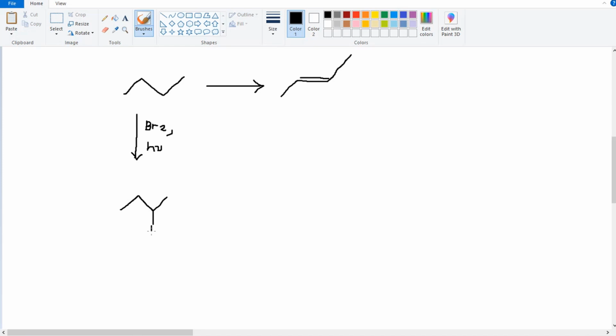Okay, now that I have this alkyl bromide, what could I do? Well, bromine's a good leaving group by itself. What'd you say? What's that called? Rip off a hydrogen to make a double bond. What's that type of reaction called?